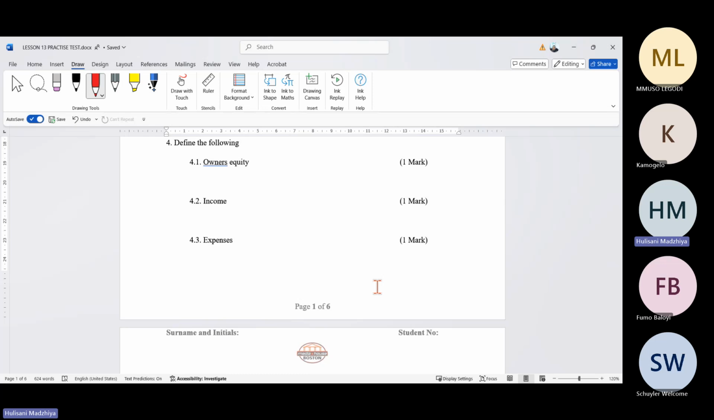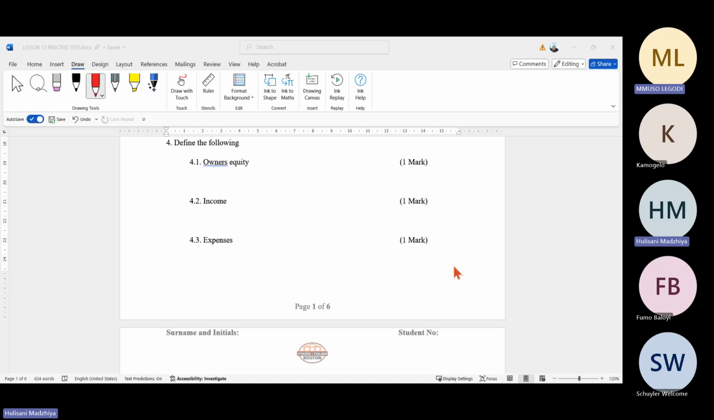So let's start with owner's equity. What is your understanding of what owner's equity is? The total amount of money that a business owner invests in a business. Okay, 100%. Anyone would like to add on top of that? There is still more that you can add, or another definition that you can try.